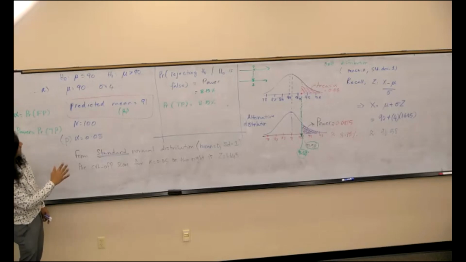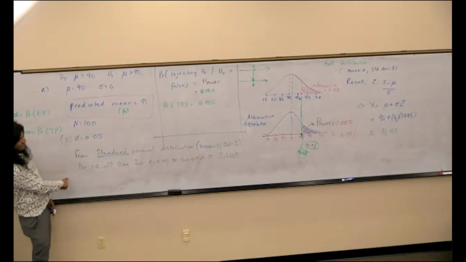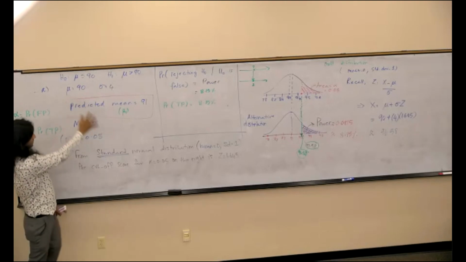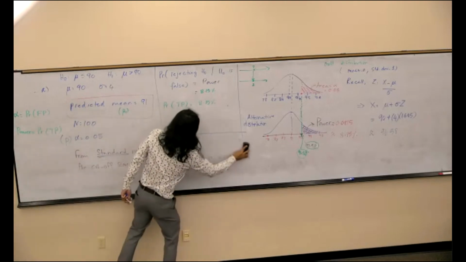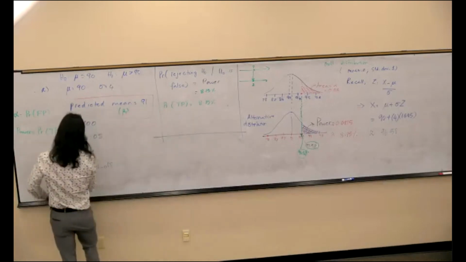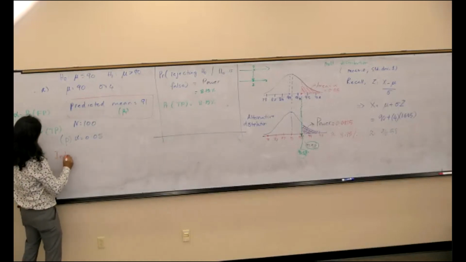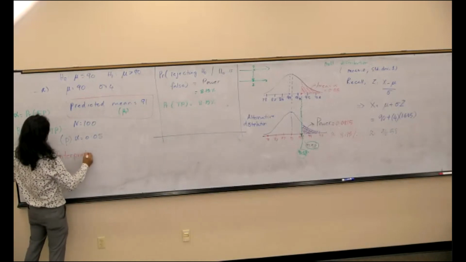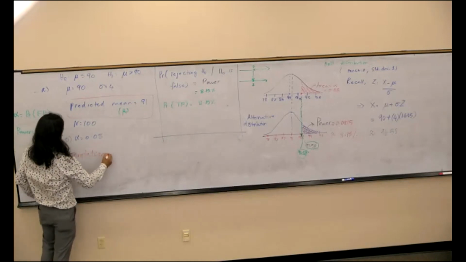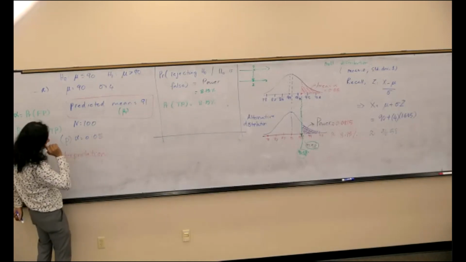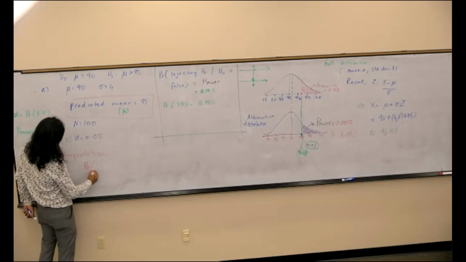I'm going to write that in words. Can I erase this part right here? I don't want to erase this. So you look at the value of power. This is a simple interpretation. Rejecting the null.